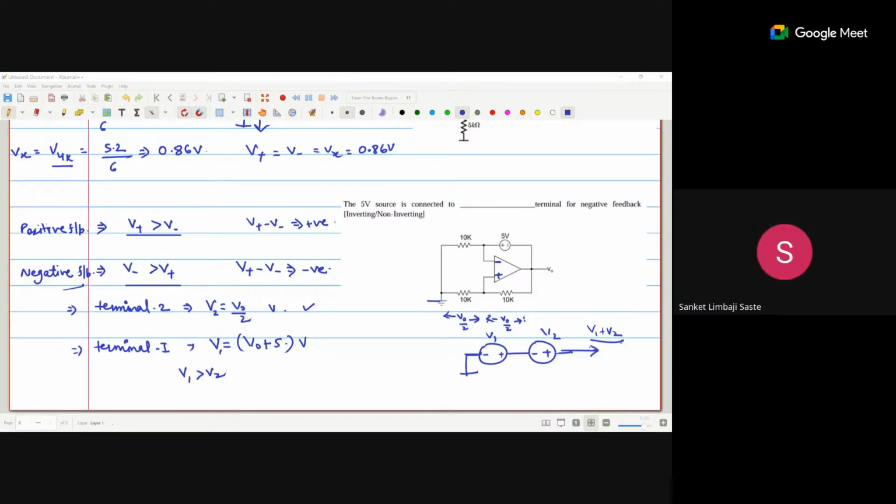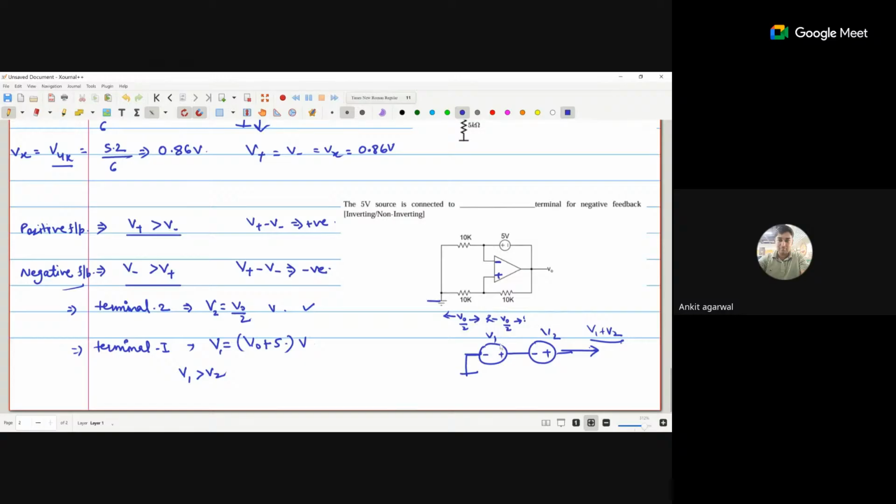Minus RF by R. We are not calculating this one. We have to identify that 5 volt is connected to which terminal. So 5 volt will be connected to the negative terminal, the inverting terminal. Clear? Yes, sir. Clear.